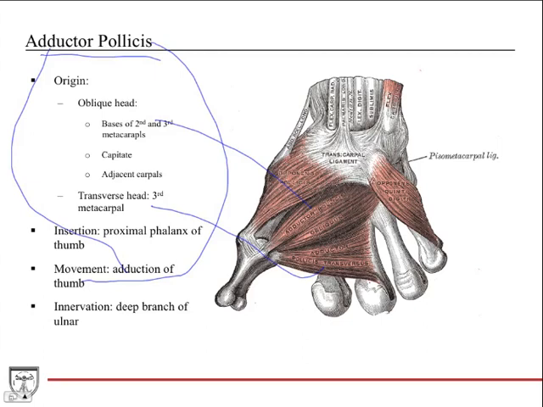So this head originates on the 2nd and 3rd metacarpals, and you get a good look at that right here. This would be the 2nd metacarpal. This would be the 3rd metacarpal. You can see that. It also originates on the capitate and then adjacent carpal bones in here.